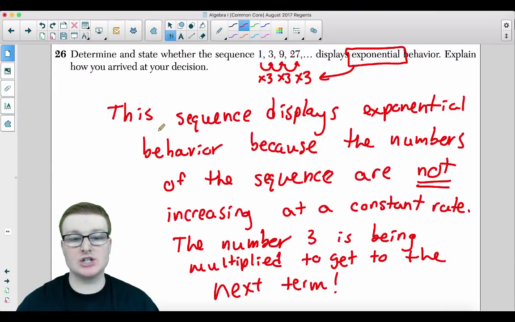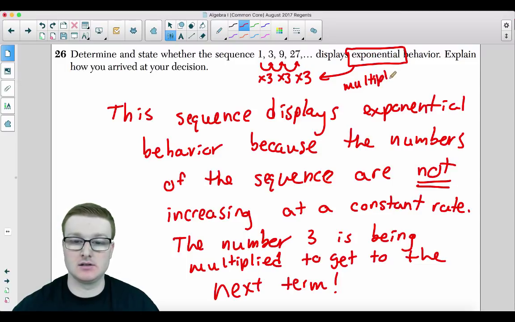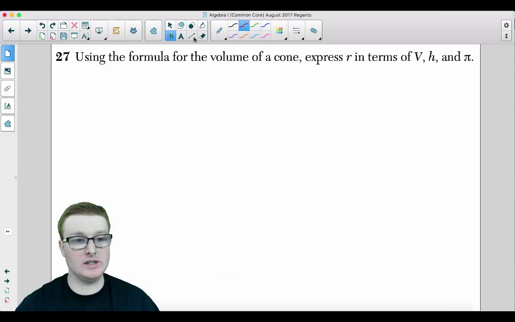Again, not too bad of a question, just testing your knowledge on if you know the difference between linear and exponential growth. Exponential growth means multiplication. You could clearly see that right there. Okay, that's how you do number 26. Move on to number 27.